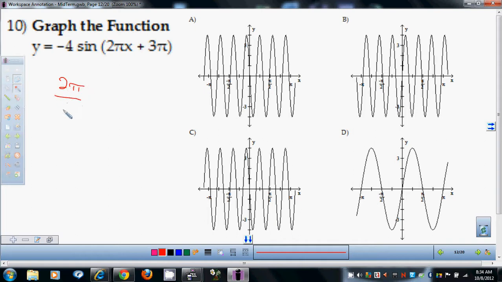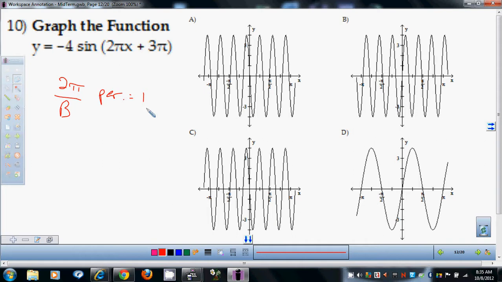2 pi over b. And what is my b value here? The number being multiplied by x. What's being multiplied by x? 2 pi. So what's 2 pi over 2 pi? 1. So that means these things are doing one whole revolution in 1 unit, which means it's going really fast. So it's going to be A, B, or C. Looks like they have all the same period. Dang. We're going to have to do this by phase shift.